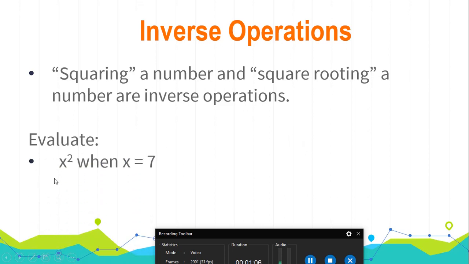So for our first example, we're going to square x when I tell you that x equals 7. So all we're basically going to do is sub it in. Don't forget your parentheses. So 7 raised to the second power is really 7 times 7, and that gives us 49.